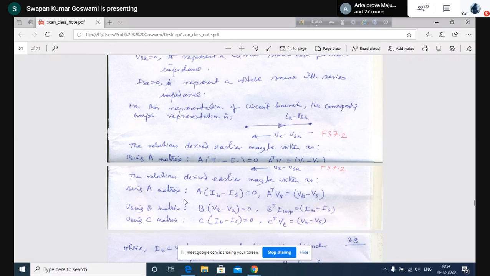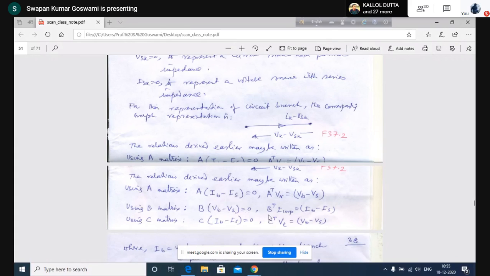Similarly, by using the B matrix, we had written an expression B times V equal to 0. If we modify that using this generalized branch representation, that will be B times VB minus VS equal to 0, because the element voltage at branch K is Vk minus Vsk. So V1 minus Vs1, V2 minus Vs2, like that. This is VB, and this is VS.